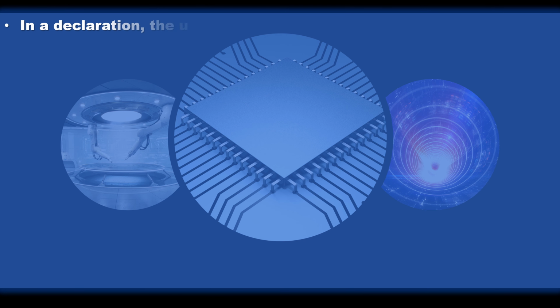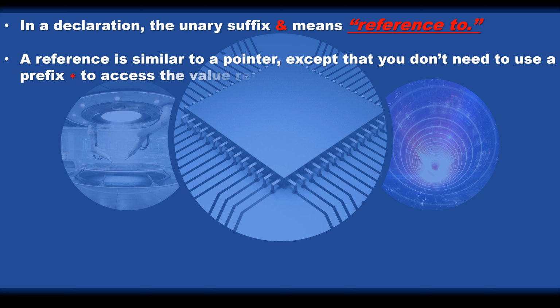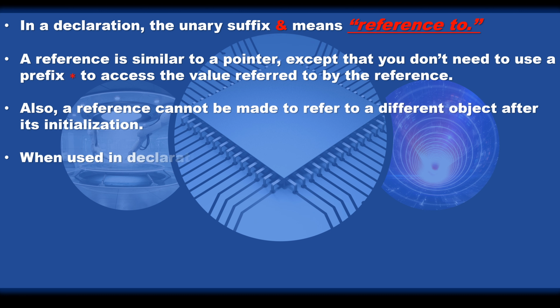In a declaration, the unary suffix & means "reference to". A reference is similar to a pointer, except that you don't need to use a prefix asterisk operator to access the value referred to by the reference. Also, a reference cannot be made to refer to a different object after its initialization.